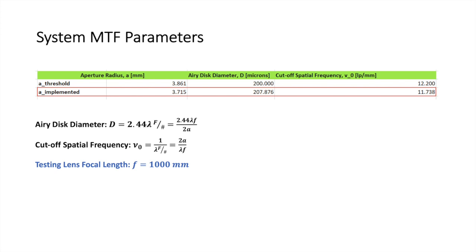We calculated the aperture size from the Airy disc diameter d. As seen here, we were able to implement an aperture size that closely matched our design threshold. Furthermore, we determined the necessary slit width for the LSF measurement by taking the inverse of the cutoff spatial frequency, which was approximately 80 microns.